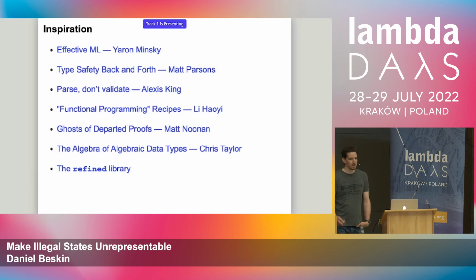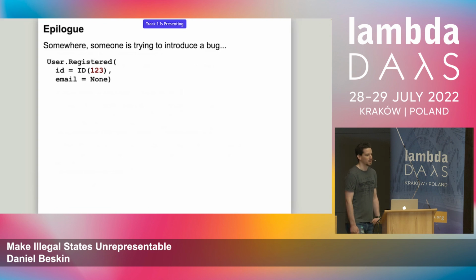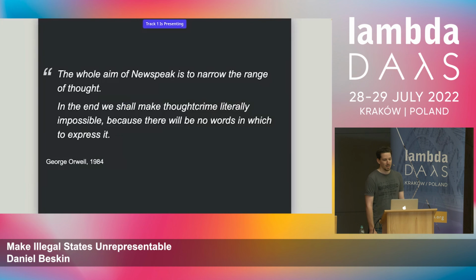So, it's my time to wrap up. Remember our poor little user that was trying to register and didn't have an email. Somewhere, someone is trying to introduce another bug in our system. But luckily, we applied all the techniques that we studied, and it no longer compiles. The illegal state is unrepresentable. The compiler still tells us that, and we can sleep quietly tonight.